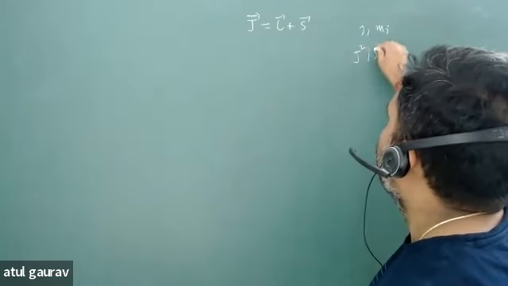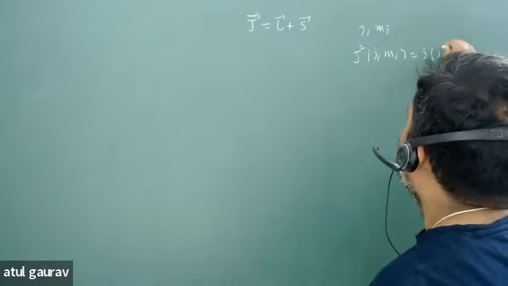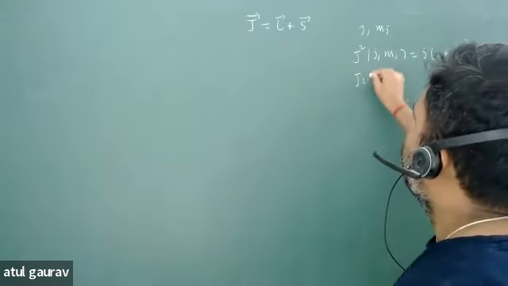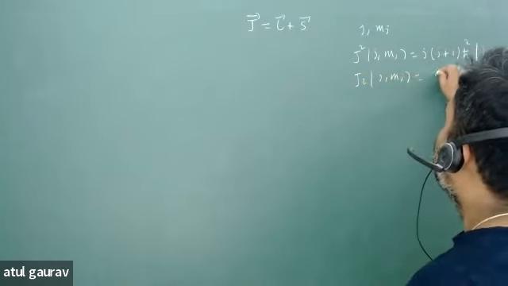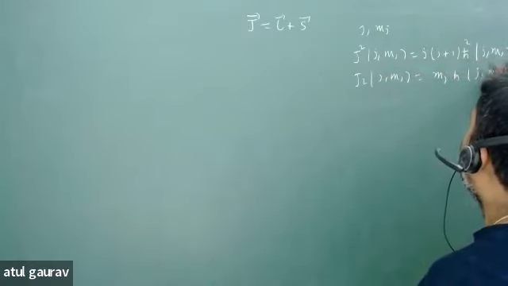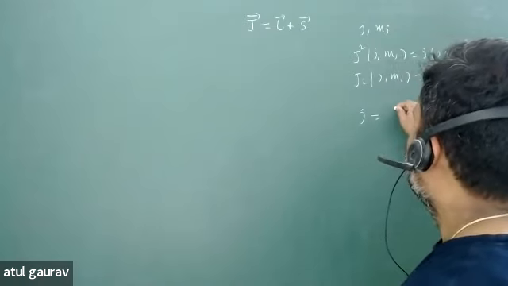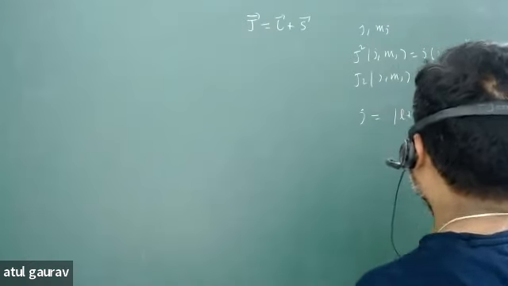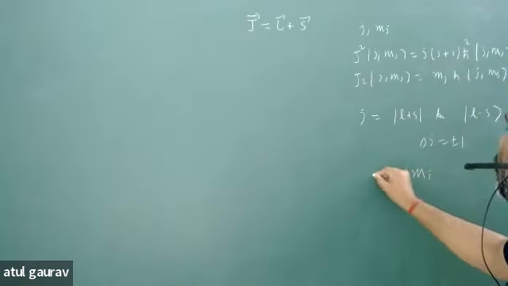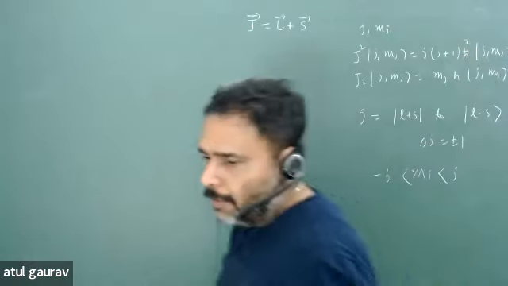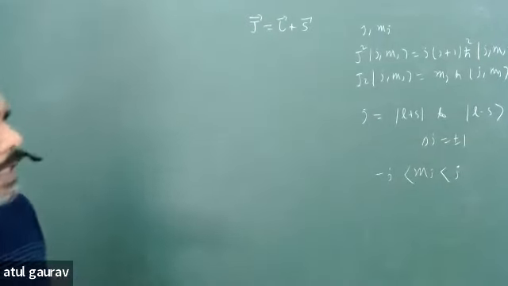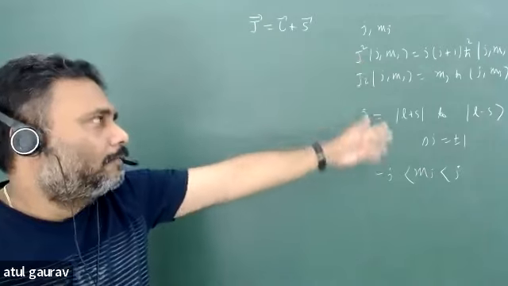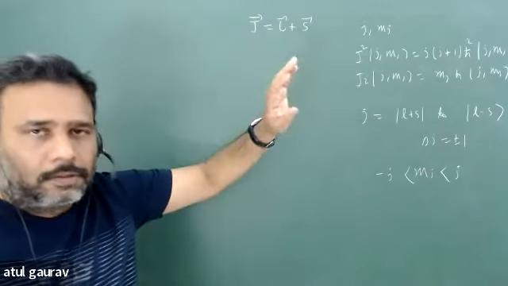We have J square on J, MJ is equal to J into J plus 1 h cut square J, MJ. And we have JZ on J, MJ is equal to MJ h cut J, MJ. And the value of J will vary from L plus S to L minus S, where delta J is equal to plus minus 1. And yes, MJ will vary from minus J to plus J. You will learn all this in a very detailed manner in atomic physics. I am just writing this because in the examination they can give you the notation of J. The same angular momentum algebra holds for J, for L, and for S also. So there is not any problem.